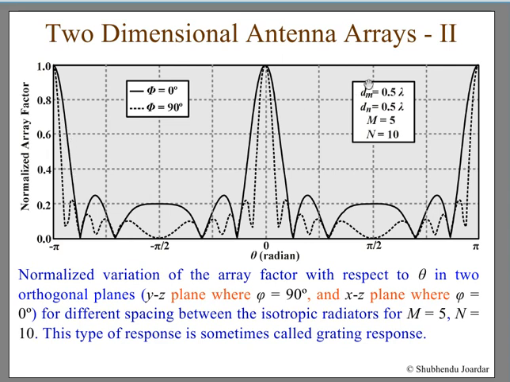You can see that for the different values of dm and dn, the spacing between them has been kept the same, except that m is equal to 5 here. The number of antennas in that axis is 5, and here n is 10. So I'll just read this one. Normalized variation of the array factor with respect to theta in 2 orthogonal planes: the YZ plane where phi is equal to 90 degrees, and the XZ plane where phi is equal to 0 degrees, for different spacing between the isotropic radiators for m equal to 5, n equal to 10. This type of response is also a grating response, but in 2 dimensions.